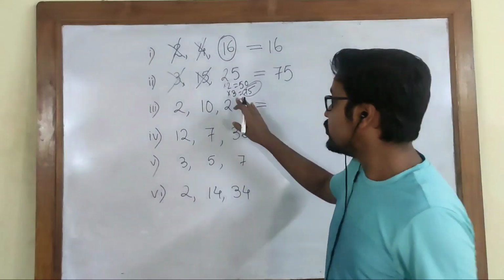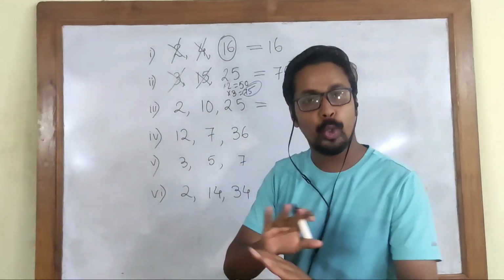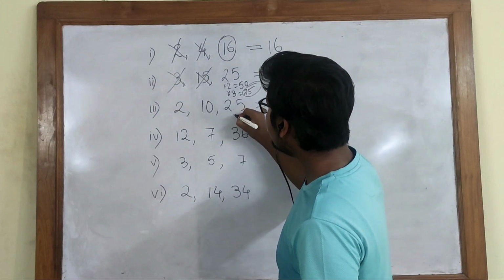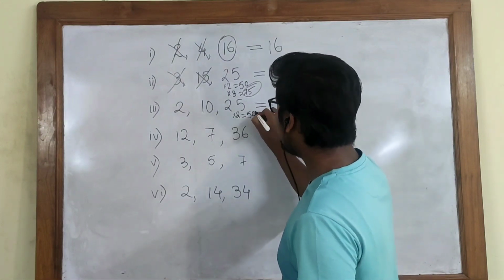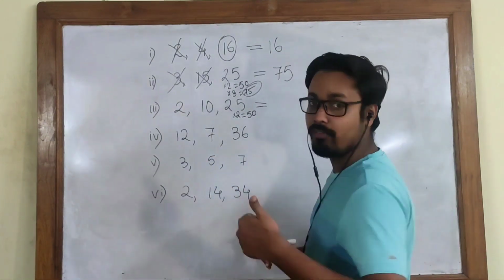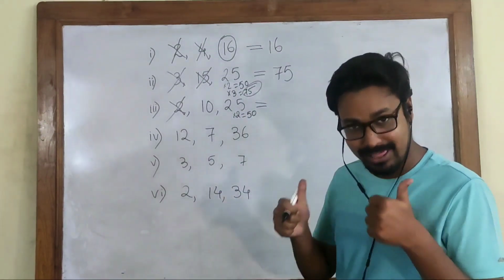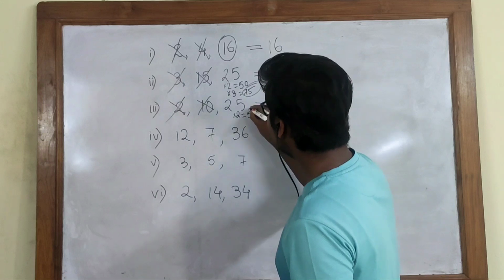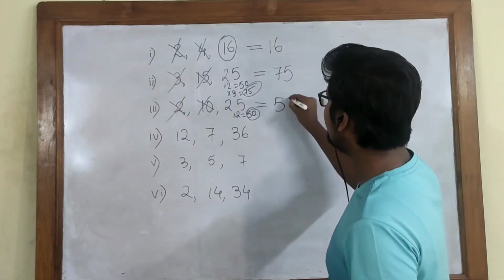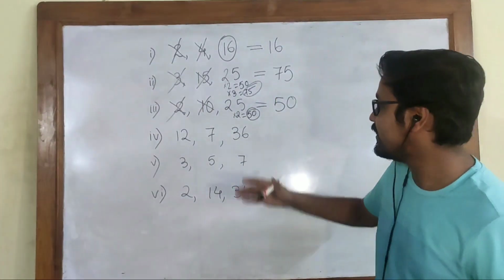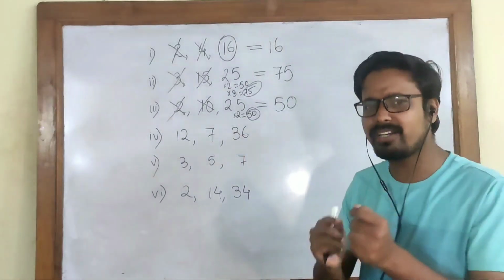Now let's move on to the next one. We have 25. Is 25 divisible by 2? No. So what do we do? We find 25 into 2, which is 50. Is 50 divisible by 2? Of course, yes. So give it a cross. Is 50 divisible by 10? Well, yes. Give it a cross. So the highest number here is 50. So the LCM will be 50. Very simple. Now let's move on to the next one, which is a little bit different.